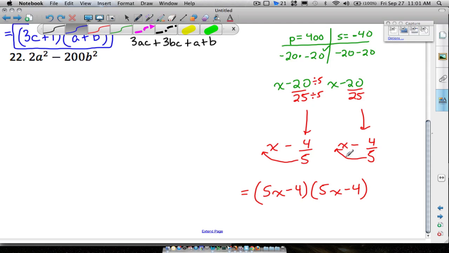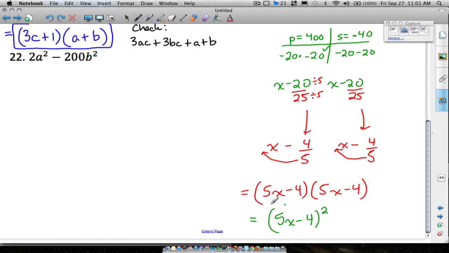However, if you left it like that, I'm not going to count it wrong. I'll still give you full credit. But really, what is this equal to? 5x minus 4 squared. That's the final answer. Totally simplified, and it just looks nice.